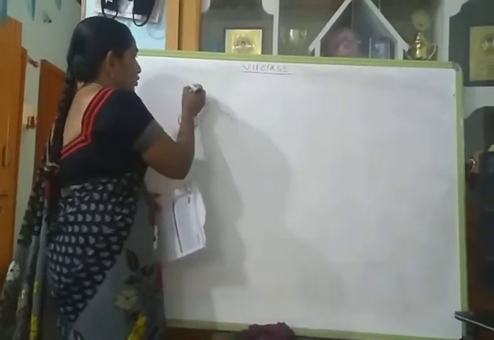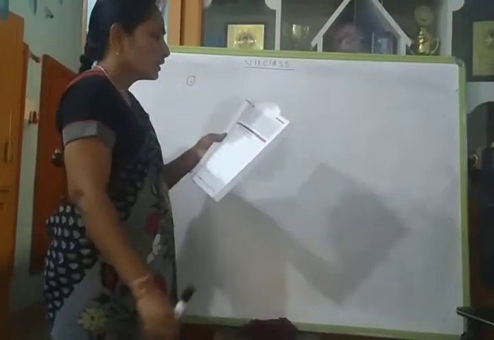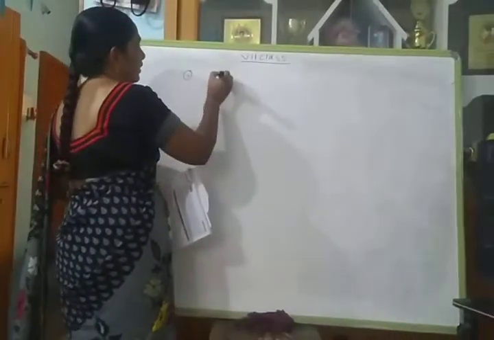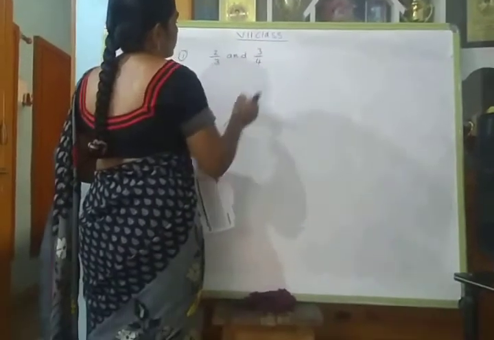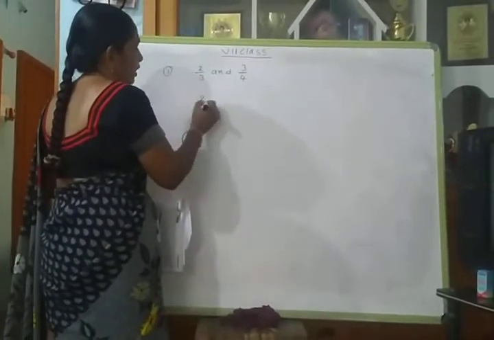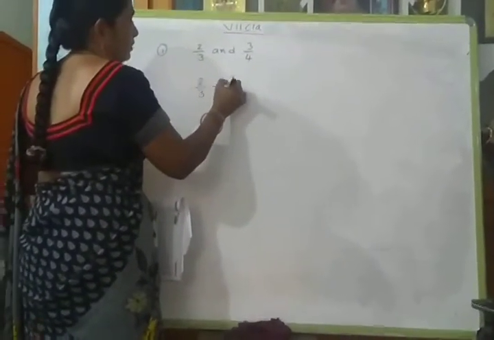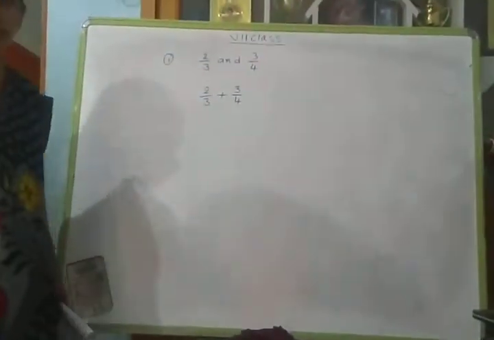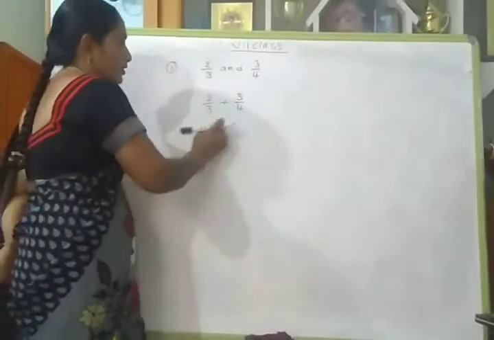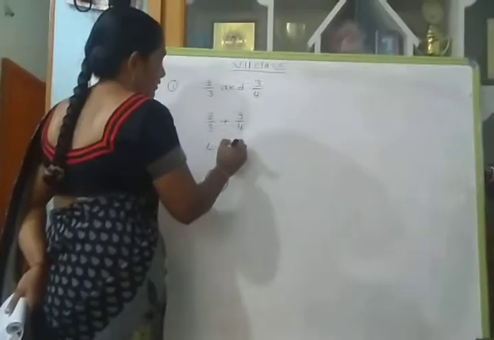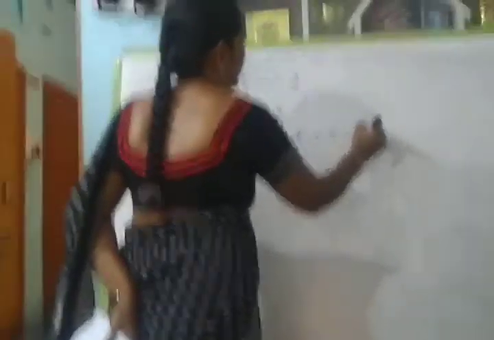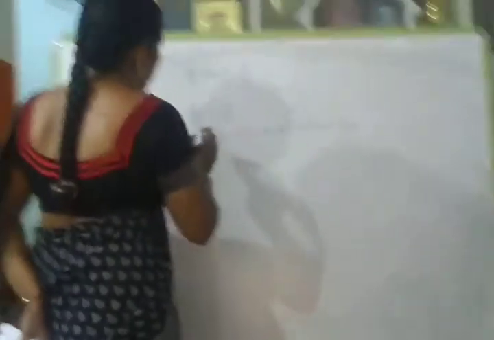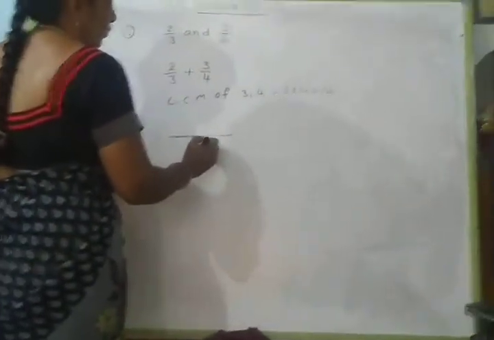Look at first problem. Sum of 2 by 3 and 3 by 4. So sum means what we have to do? Addition. So addition of rational numbers. Here denominators are different. So we have to take LCM. LCM of 3, 4. How much we will get? 3 4s are 12. So LCM 12.